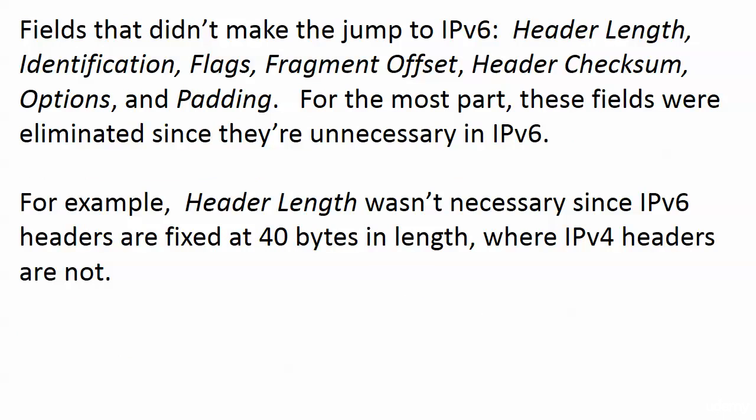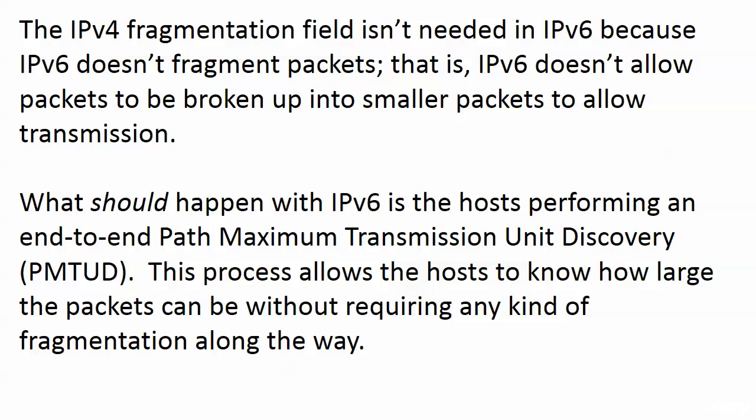Now, the fields that didn't make the jump to version 6: header length, identification, flags, fragment offset, header checksum, options, and padding. All right, why did we drop all these fields? Well, for the most part, they were eliminated because they're not necessary in version 6. For example, the version 6 headers are fixed in length. Very important to know this. Version 6 headers are fixed at 40 bytes in length. Version 4 headers are not fixed in length. So if every header is going to be 40 bytes, what do you need a header length field for? Don't need it, so they got rid of it.